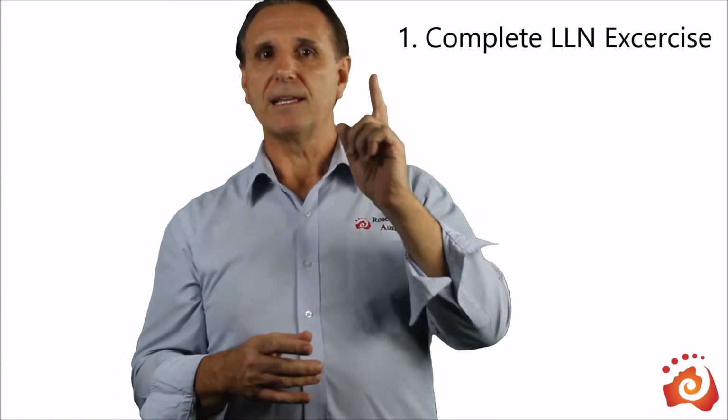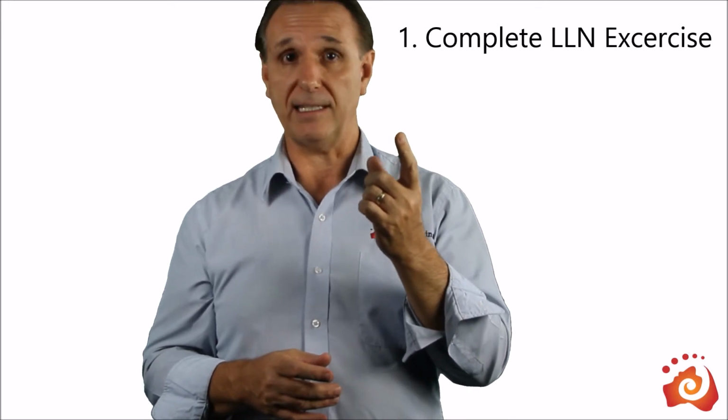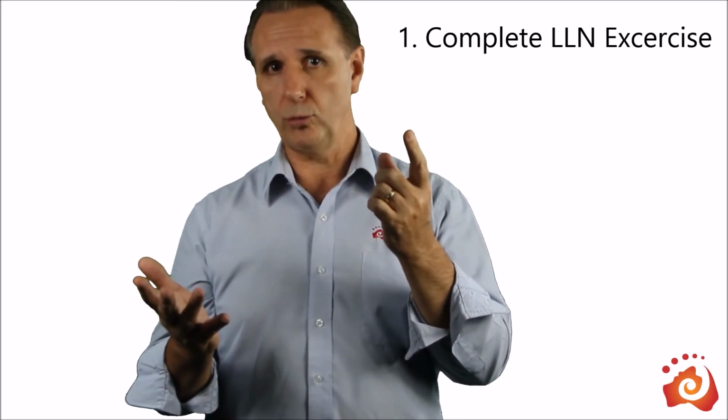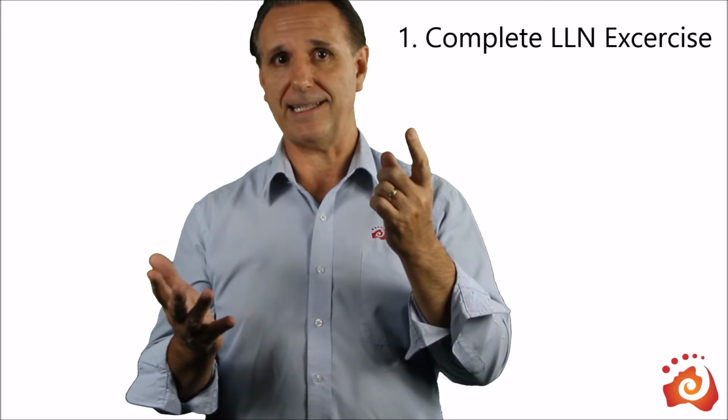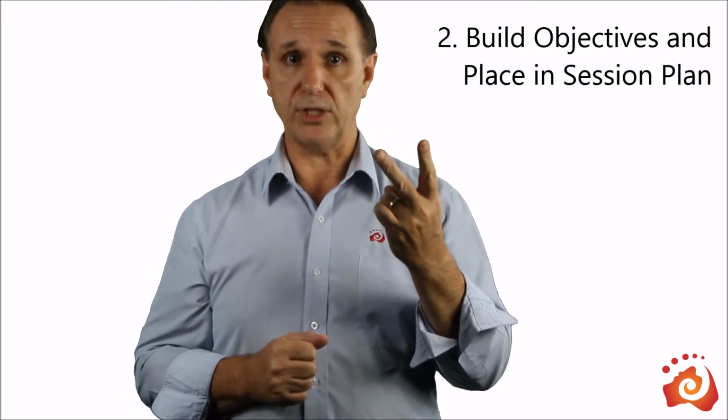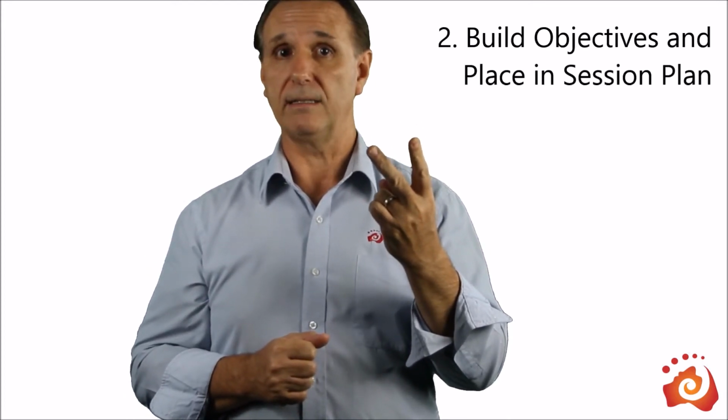So let's recap on this week. 1. Complete your LLN exercise by creating a spiky graph and letting me know what tools you use to determine the ACSF levels. 2. Build your objectives and place them in your session plan. 3. Cluster and build your assessment. 4. Create your benchmarked answers in readiness for your delivery. And 5. Create an assessment matrix for your entire unit of competence. It sounds like a lot, but really a lot of those things you know quite well and you'll cover easily.